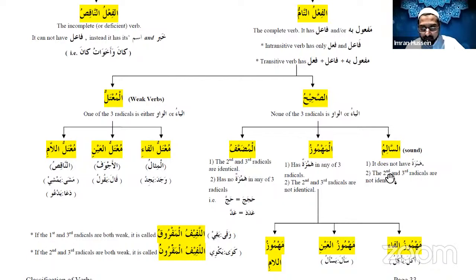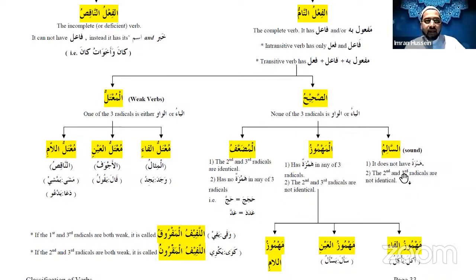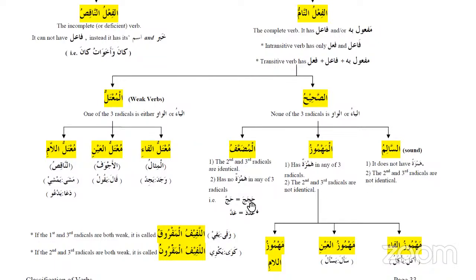It does not have hamza. And number two, the second and third radicals are not identical. Hamza meaning like the verb akala or akhadha. It does not have a hamza in the beginning. Akhadha, he took. Akala, he ate. Now, when it says the second and the third radical, it means like this. If you look at this example here, haja.